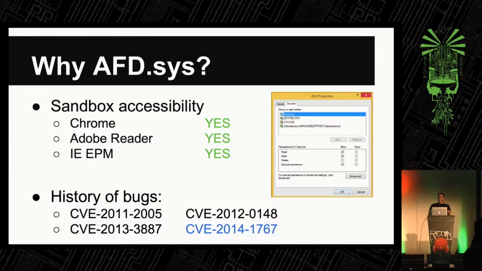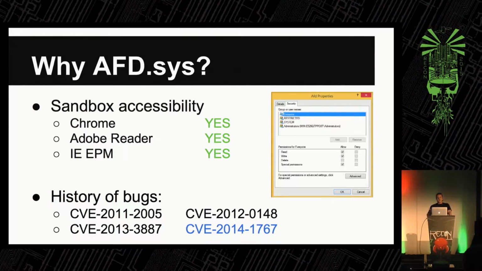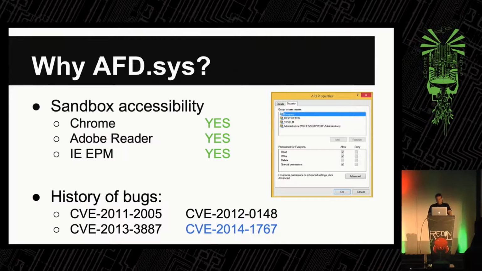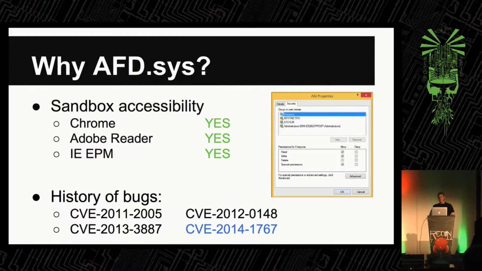So this is immediately interesting, because you get this functionality by sort of bringing your own WinSock along in shellcode or whatever you have. And for bugs, there's a history of bugs. There's been about one good one a year.